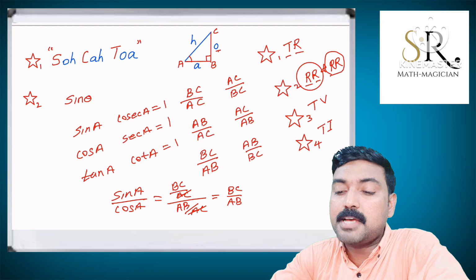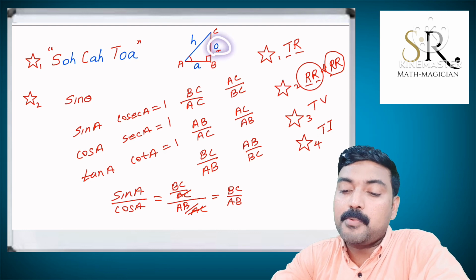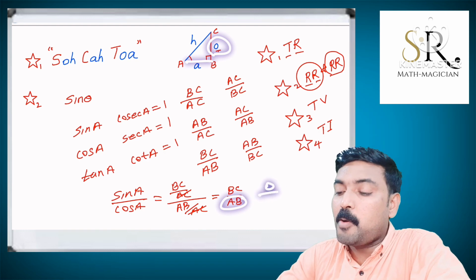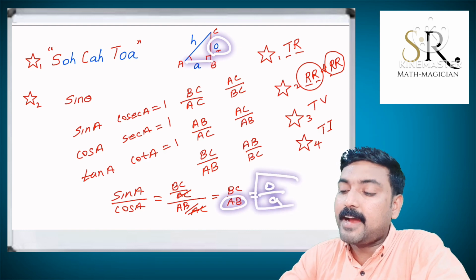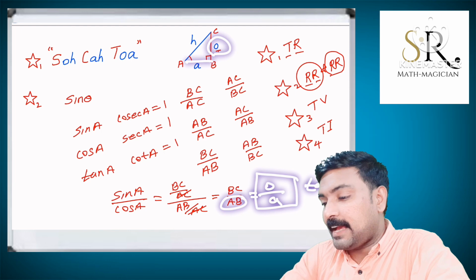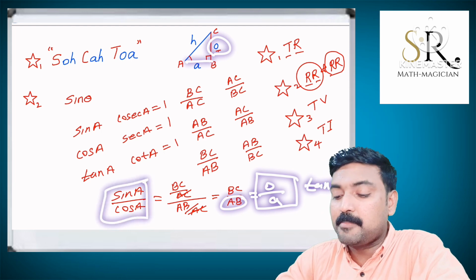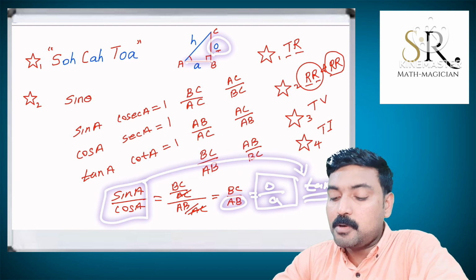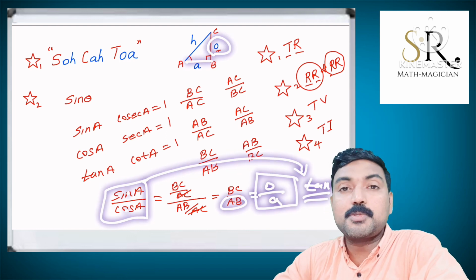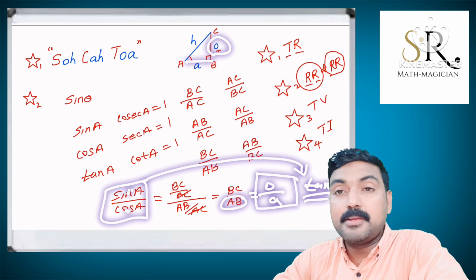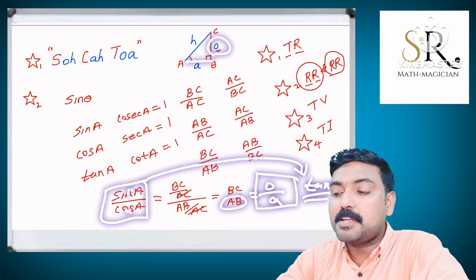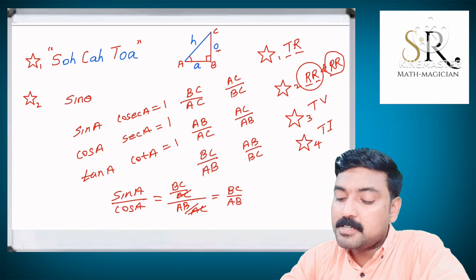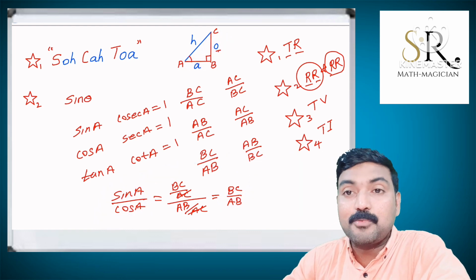BC is the opposite side, and this AB is the adjacent side. So opposite by adjacent means tan. So we go to tan A. What we did is sine divided by cos. At last we got the answer tan A. So here sine and cos, these two in division, that means sine by cos, we got the answer tan A. Now can you answer, if we divide cos by sine instead, what will be the answer?